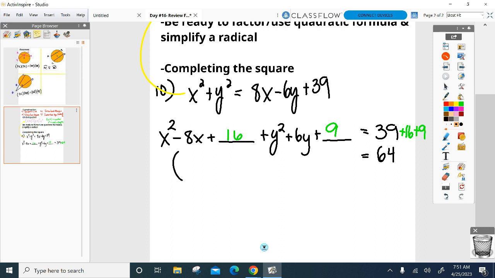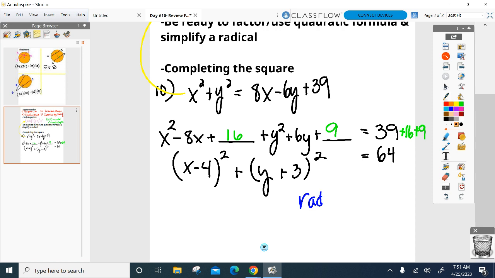So this one is x minus 4 squared, plus two numbers that multiply to 9 but add to 6: 3 and 3. So y plus 3 squared. All right, there you go. There's the form we wanted. Now let's answer the question.